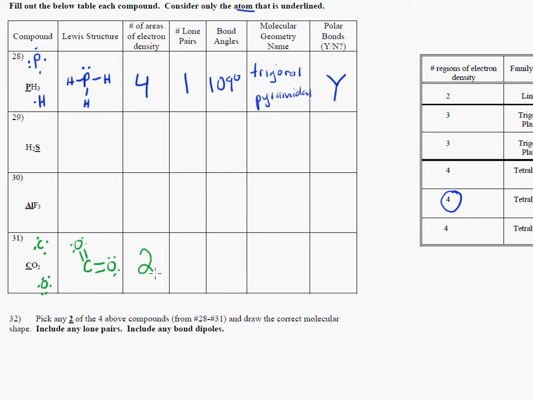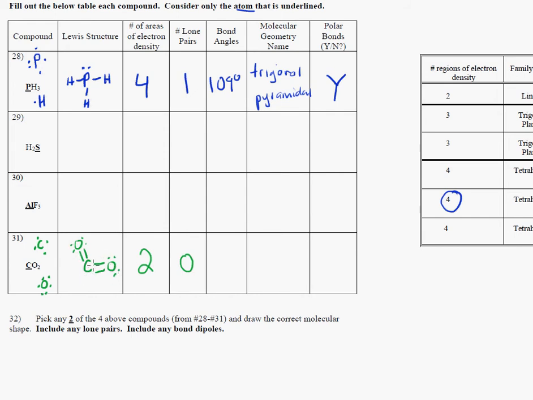So it's really only 2. We don't count each of these. We don't say that there's 4 bonds, so there's 4 areas of electron density. It's just that we have 1 direction shooting off with 1 oxygen, 1 direction shooting off with the other oxygen, so 2 total. There are no lone pairs on that central atom. Again, I don't count the lone pairs that are on everything, just the central atom.